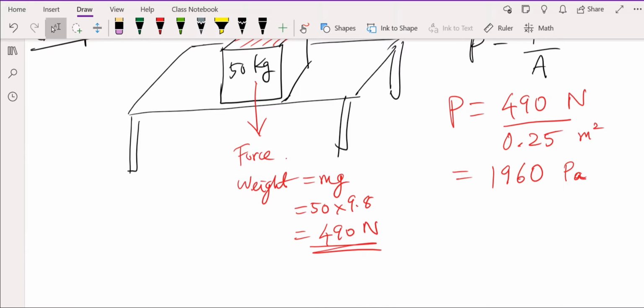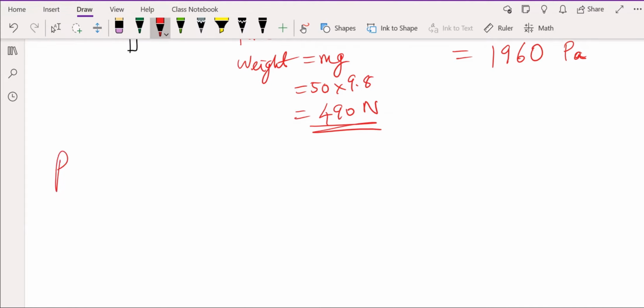Now let's find out about a liquid. How is the pressure offered by a liquid? So pressure by liquid.